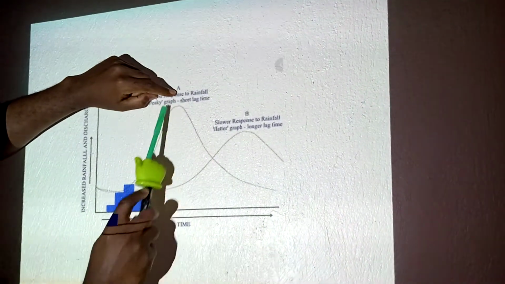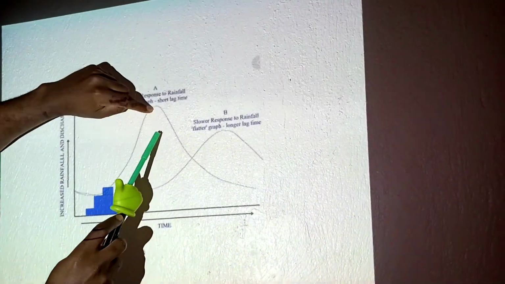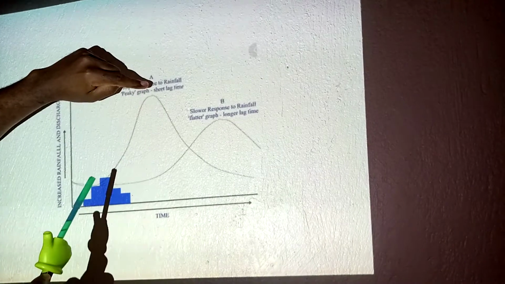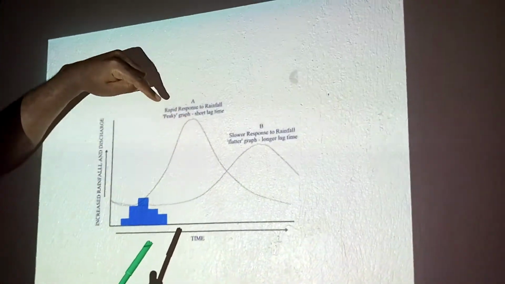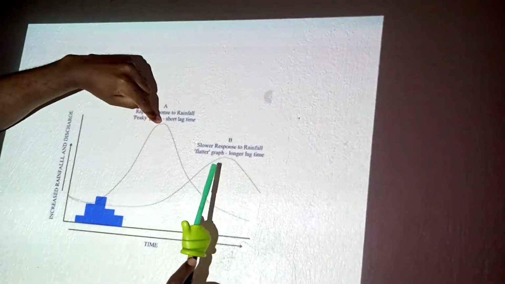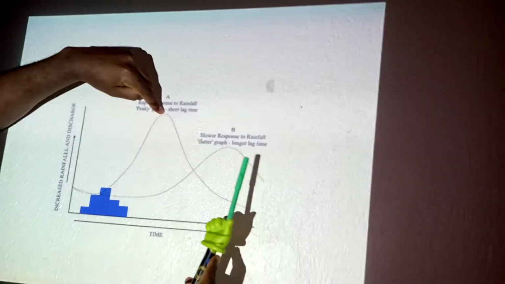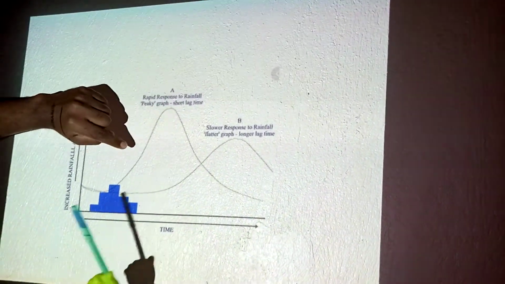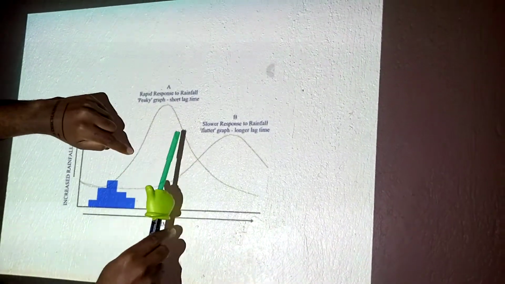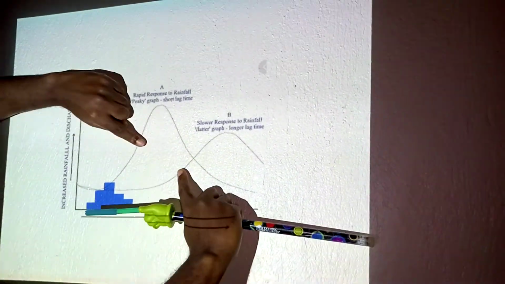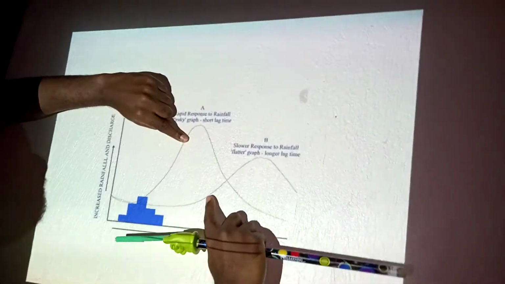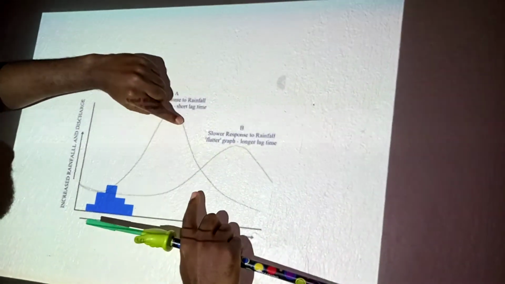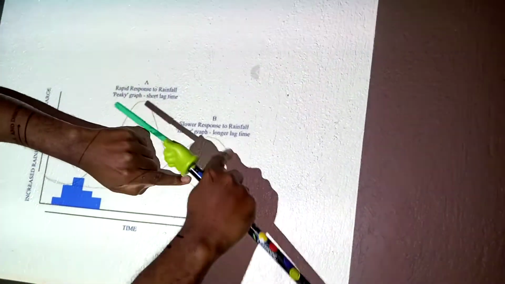So this is showing the river that has experienced higher intensity of precipitation, and here the river has experienced lower intensity of precipitation. Then if you observe again the limbs, the rising limb here is steeper than this, and the falling limb here is steeper than this.